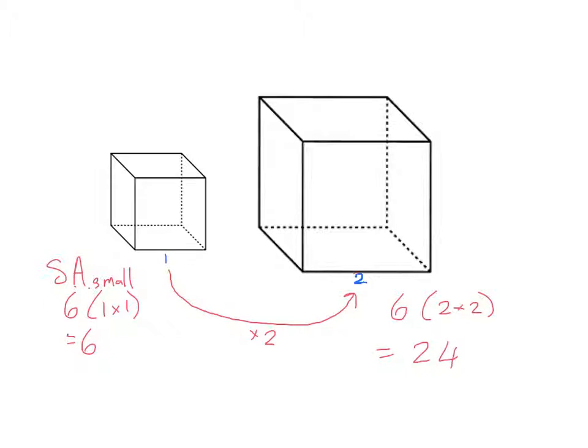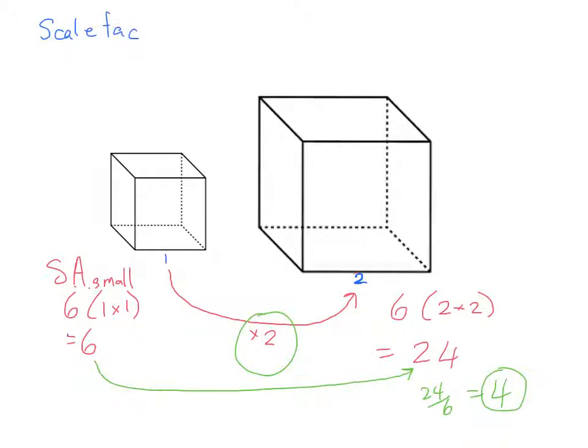So the scale factor then, and I'll use a different arrow, going from the area of the smaller one to the area of the bigger one is actually 24 over 6, which is 4. So our scale factor was 2 for the dimensions, but 4 for the areas. The reason for this, and this is an important point to note, so you can write this down, the scale factor of the area is always the square of the scale factor of the dimensions. I'll write it down. Scale factor of the area is the square of the scale factor of the dimensions.